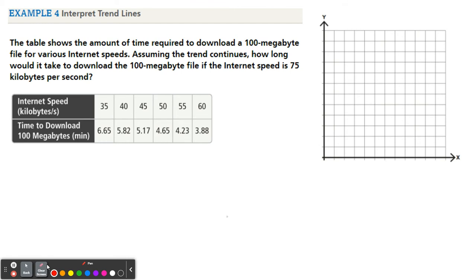So what we're going to do is we're going to draw this graph. On the x-axis, we're going to put the internet speed, right? This is my x. So that is my independent variable. That is what I'm allowed to change, the internet speed. And that is in kilobytes per second, KB per S. And on the y-axis, it's our time to download. Again, I can't turn my paper sideways, so time to download.